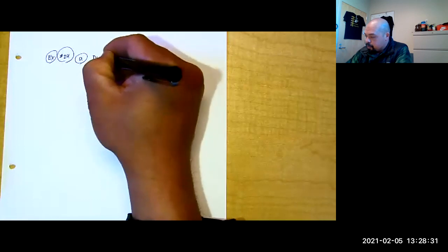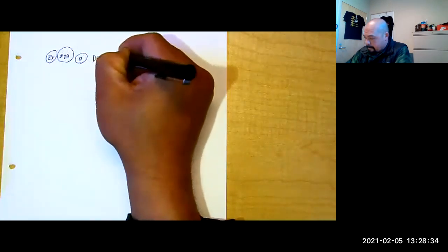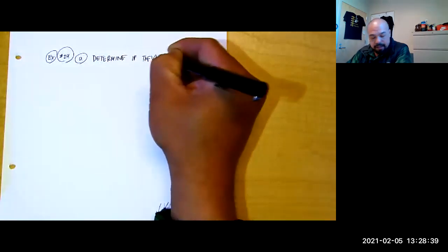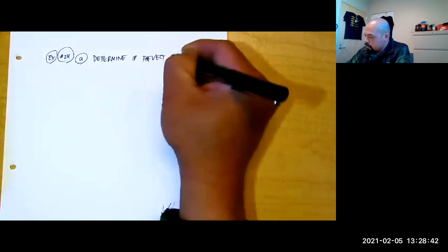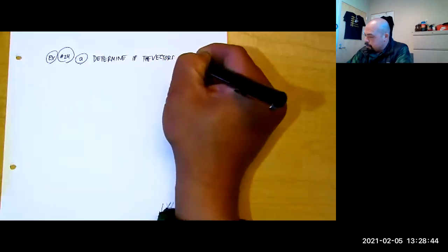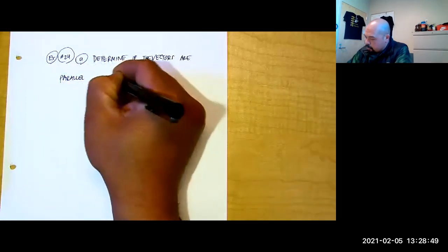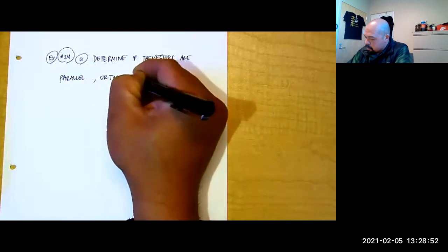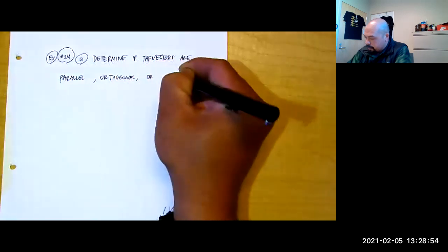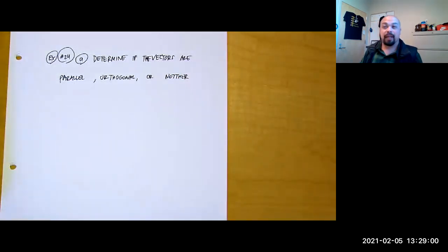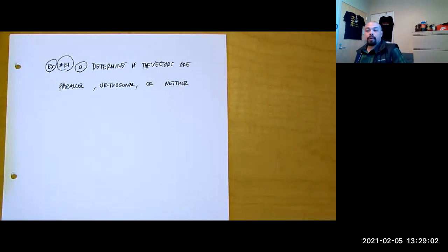And we want to determine if the vectors are parallel, orthogonal, or neither, right? And so you might remember some of the work we've done back in algebra when we're looking at the slopes of lines and whatnot, asking are these lines parallel, perpendicular, or neither. So a similar kind of idea with these, right?